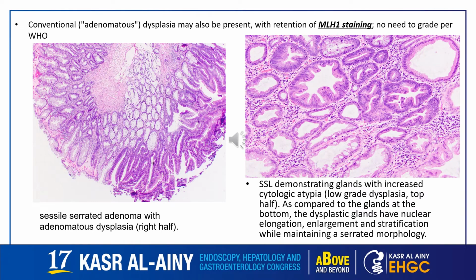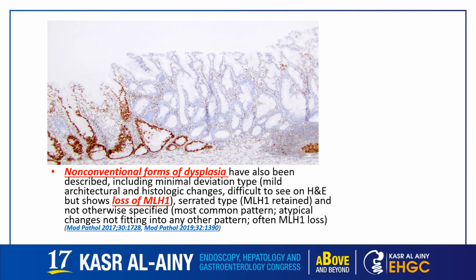Conventional dysplasia may also present with retained MLH1 staining, demonstrating dysplastic glands which have nuclear elongation, enlargement, and stratification while maintaining a serrated morphology as shown in the figure. Non-conventional forms of dysplasia may have also been described, including different types with often loss of MLH1 staining, as shown in this figure, where the staining is lost in the dysplastic glands.